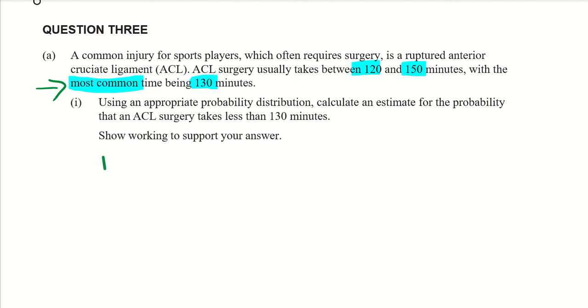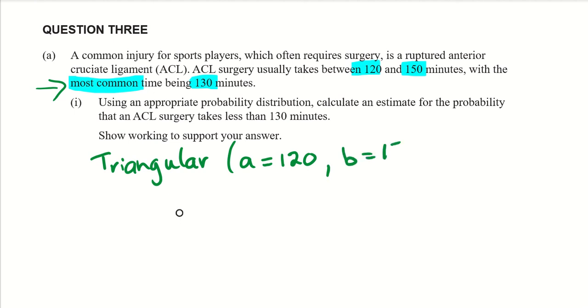So what we've got is a triangular distribution, and we have an A value, the minimum, which is 120. My B value, which is the maximum, is 150. And my most common, C value, is 130. So that's the first thing I want to do. Then I'm going to look at my question, and it says calculate an estimate for the probability that the surgery takes less than 130 minutes.